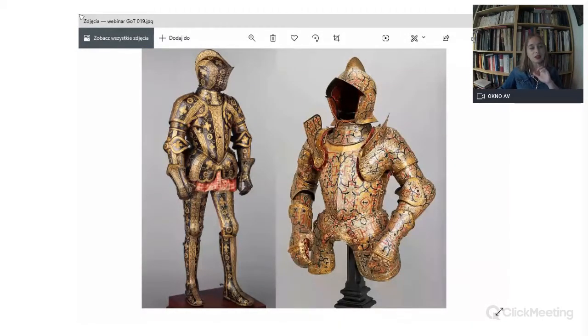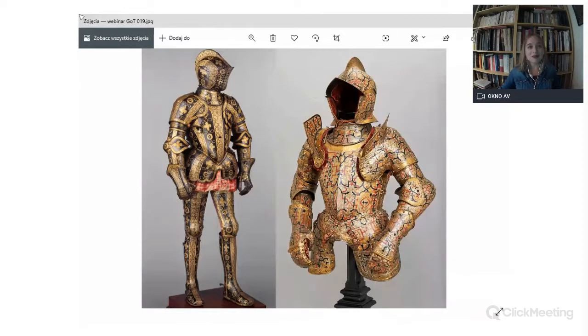Another thought that I had observing those breastplates was the reminiscence of parade armor. Parade armor is a category of armor used not only in the Middle Ages, but also in early modern times, and sometimes even in the 19th century. Parade armor had a similar shape to a regular one, but it was very elegantly decorated. It could be actually used on the battlefield, but it wasn't its main aim.